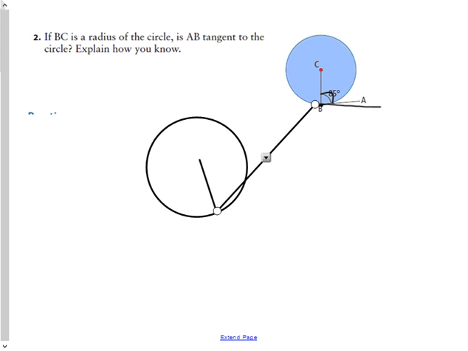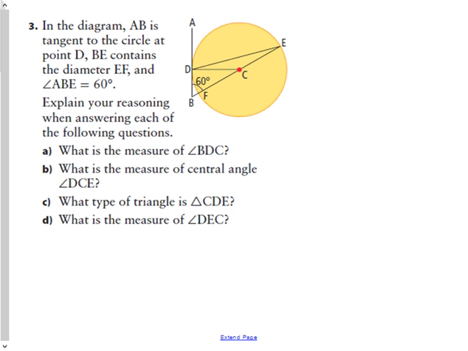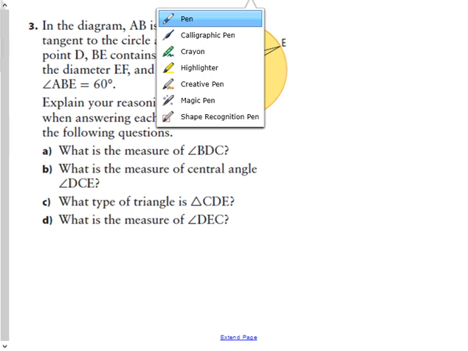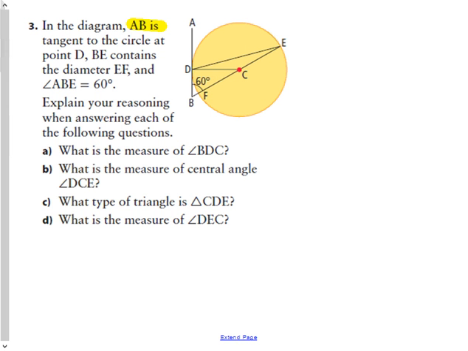In the next question, question 3, in the diagram, AB is tangent to the circle at point A. I think we already did this one, but we'll go through it again. When it says this statement here, the first thing you should do is find point D, find AB, and since it's tangent, I'm going to put a little 90-degree angle right in there. And then it says BE contains the diameter. Where's BE? Oh, BE is the diameter right there, and ABE is 60 degrees.